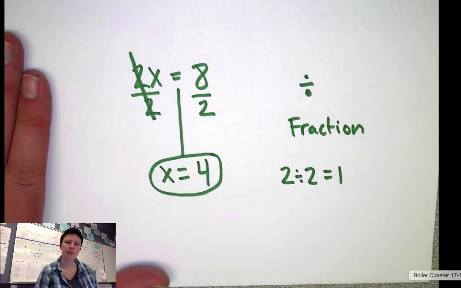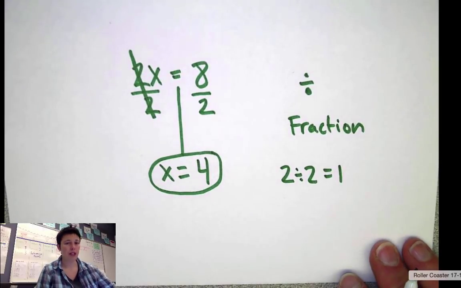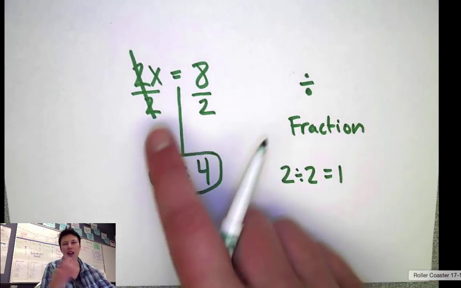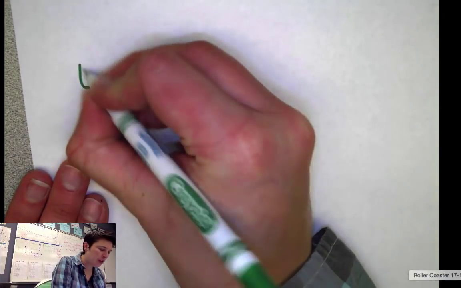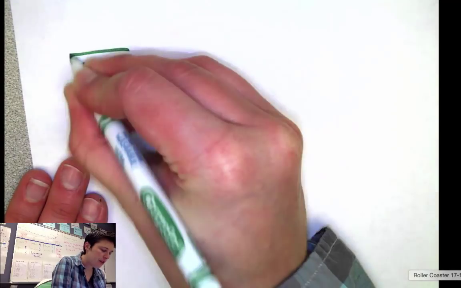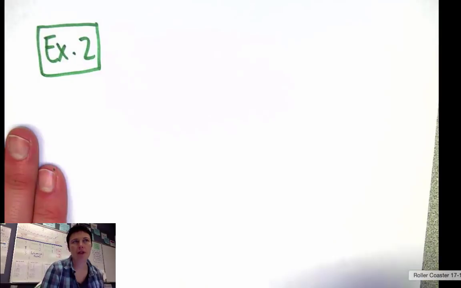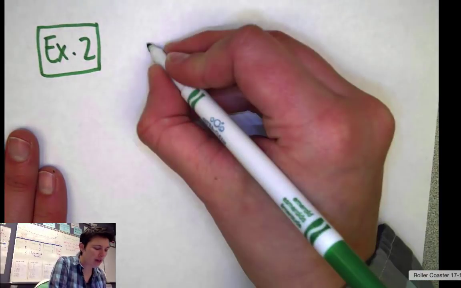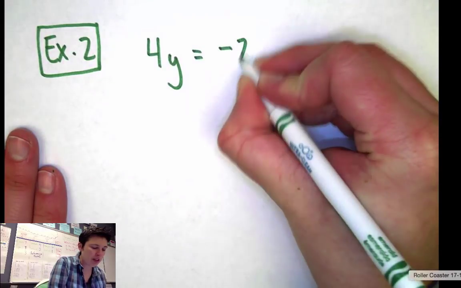And there's my answer. So let's look at another one because we started off with some pretty easy numbers. We could actually guess, oh yeah, 2 times 4 is 8. This was kind of an easy one to make a quick guess on. Let's try another one. Let's do an example 2. Let's say we had, instead of solving for x, we were going to solve for y. And let's say we had 4y equals a negative 28.